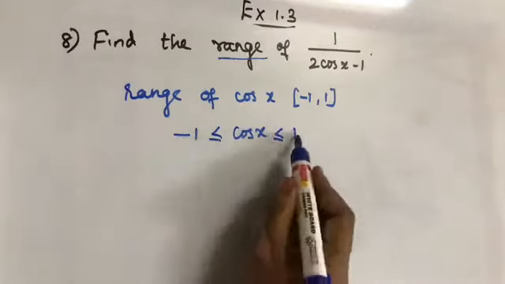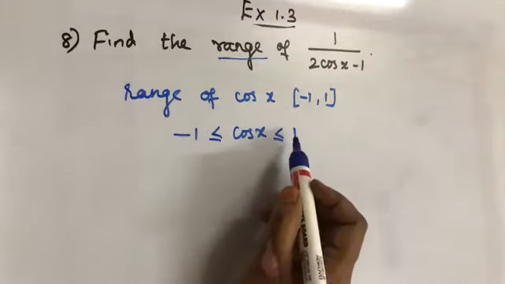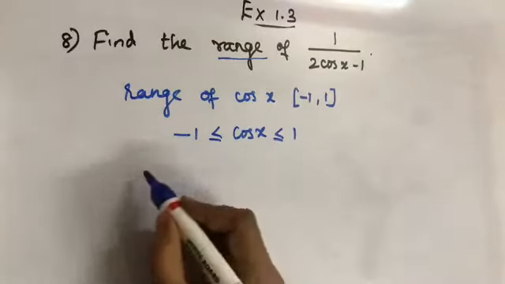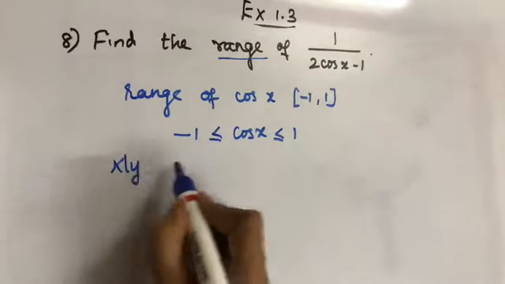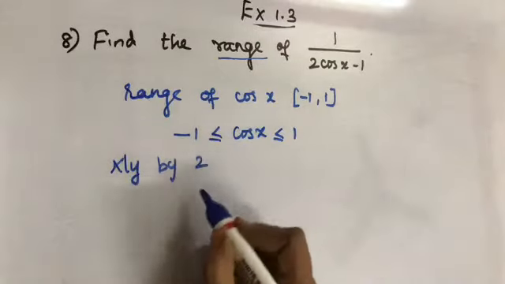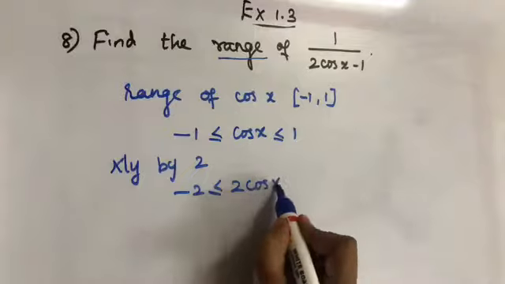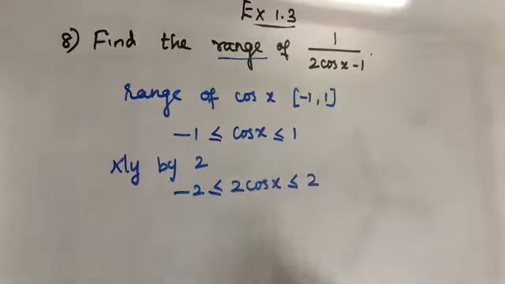It varies from minus 1 to 1. Now we need 2 cos x, right? So I am multiplying this inequality by 2. So minus 2 less than or equal to 2 cos x less than or equal to 2.